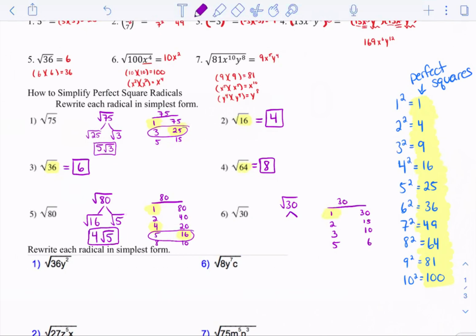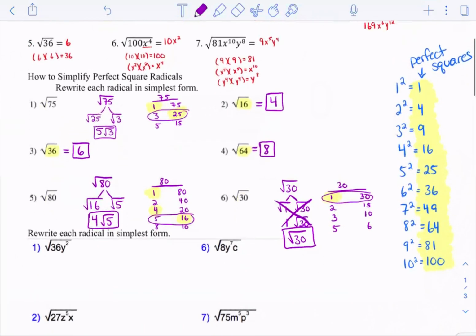I don't have any other factors to simplify it. So even if I wanted to do this, the square root of 1 times 30, the square root of 1 is just 1. 1 times the square root of 30, I can't do anything to it. So this is in simplest form. So you don't even need this work. If you know that there's no perfect square that goes into it, you can just leave it as the square root of 30.